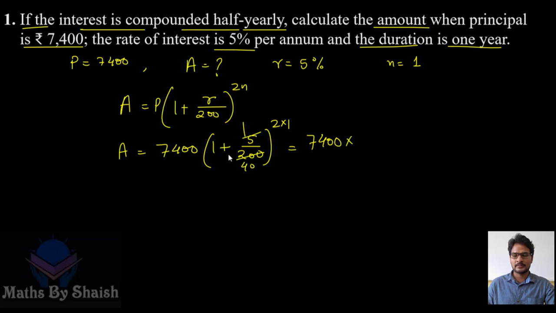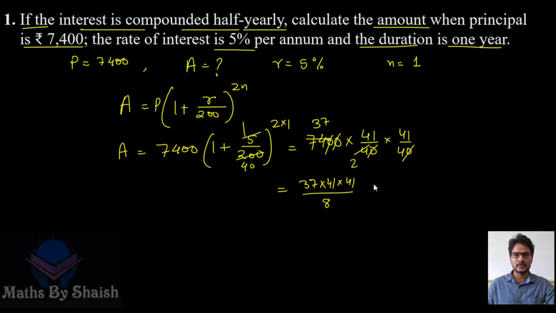7400 into 40 plus 1, 41, so 41 over 40 whole square because the power is 2, which means 41 over 40 into 41 over 40. 400 got cancelled, and then 2 2s are 4, 2 3s are 6, and 2 7s are 14, and then we got 37 into 41 into 41 upon 2 4s are 8.